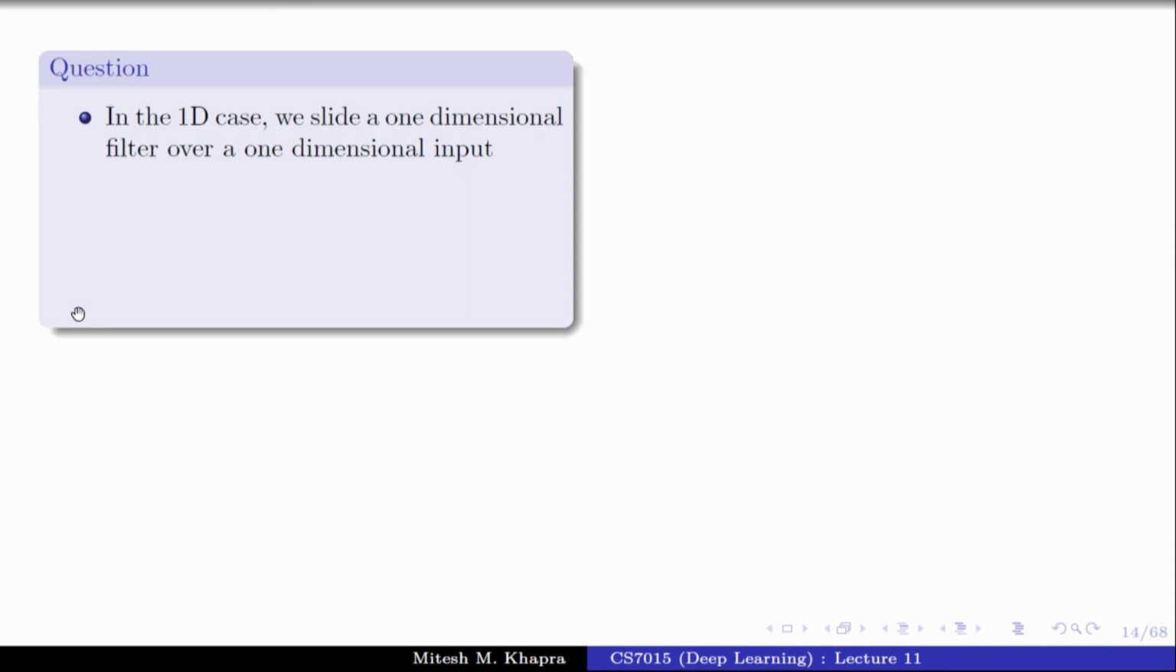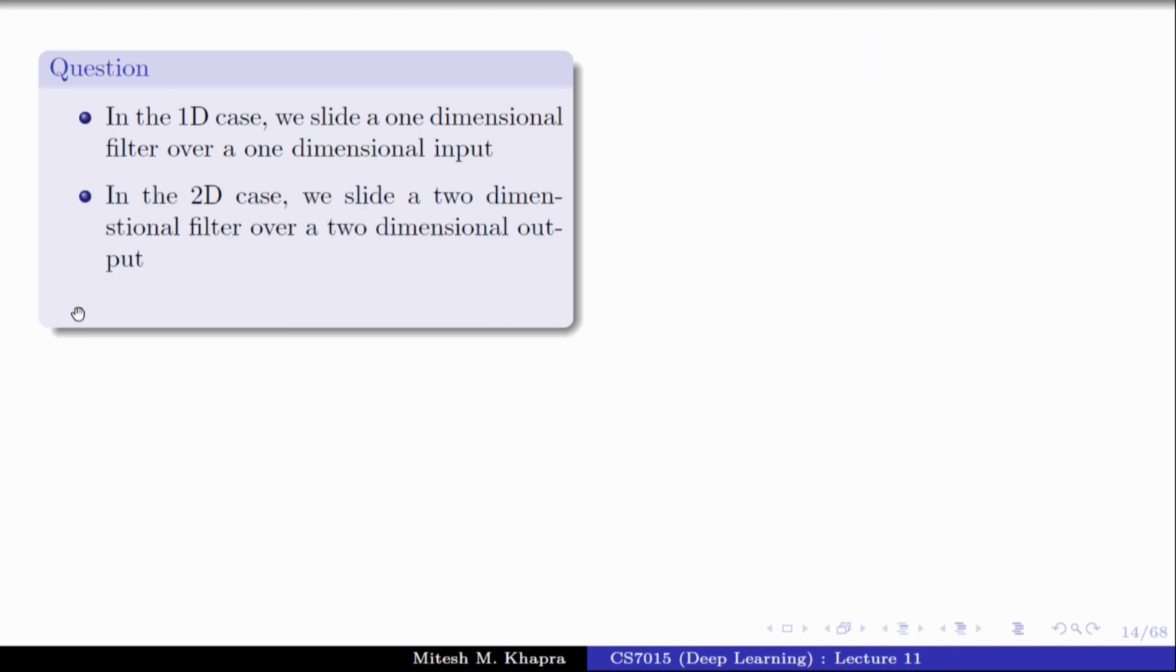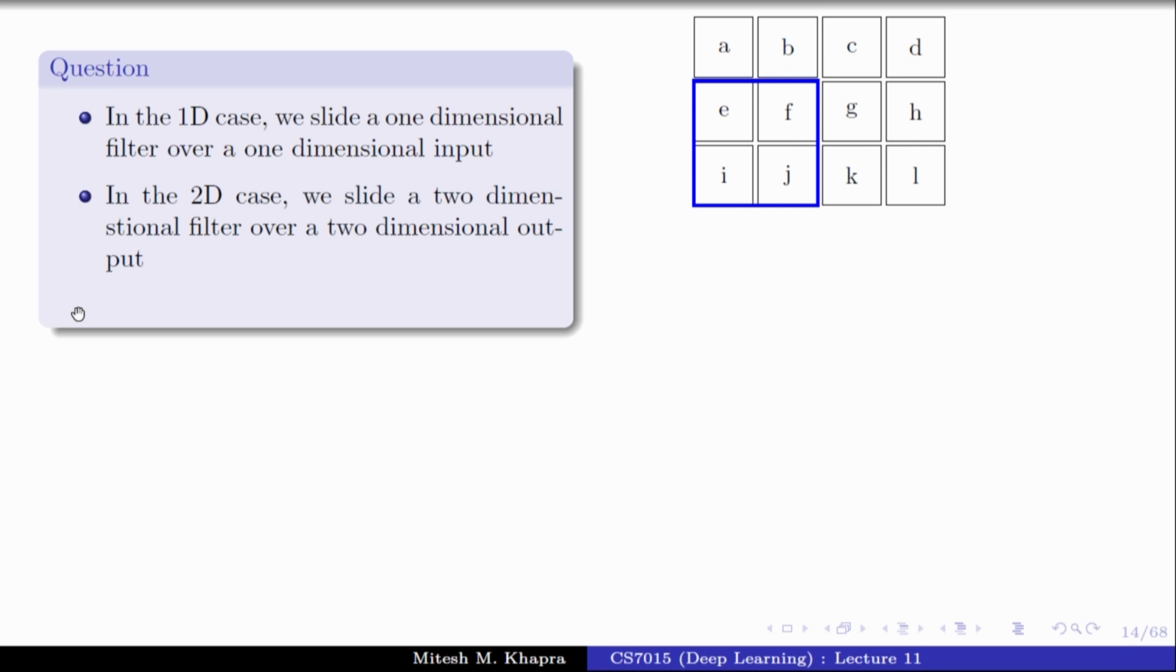Okay. So in the 1D case, we slide a one-dimensional filter over a one-dimensional input. This is what we did in the 1D case. Is that fine? This is how we were sliding it. In the 2D case, we did the following. We had a 2-dimensional filter which we were sliding over a 2-dimensional input. Is that okay? What would you do in a 3D case?